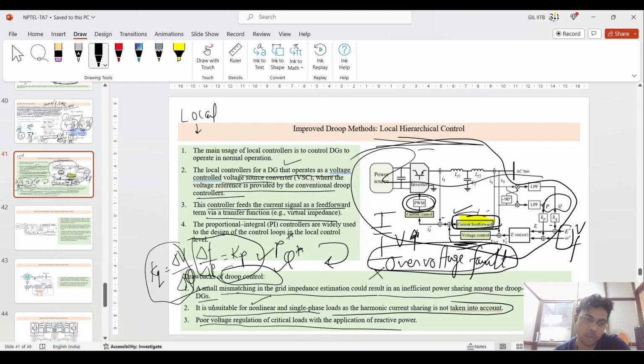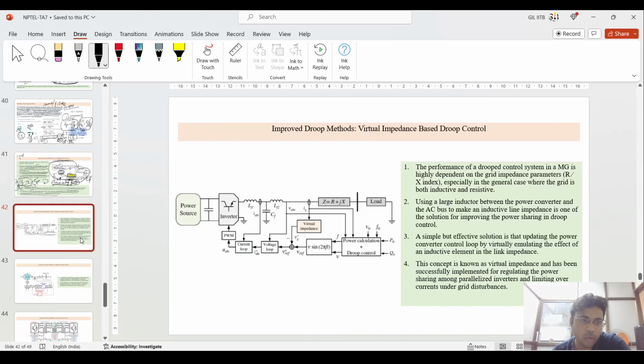With the application of the reactive power. So going to this further slide, there are certain improved droop control methods. Based upon that, there is one virtual impedance based droop control.